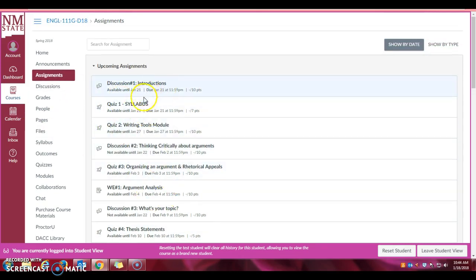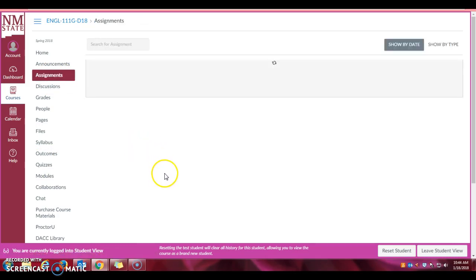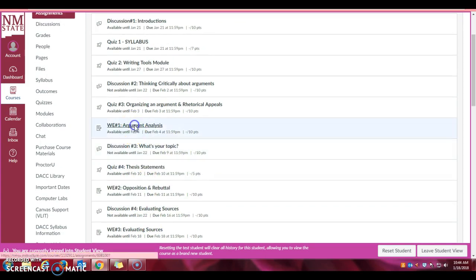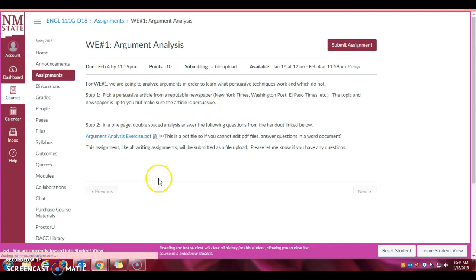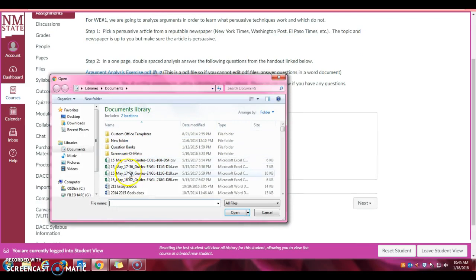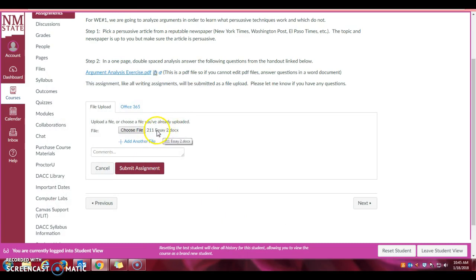So here we have our assignments, and to submit an assignment, for example, the quiz, you just go ahead and click on take the quiz. But for other assignments, like, let's see, we click on assignment number 1. We have the instructions. Here we have a PDF. Because it's a PDF, if you cannot edit a PDF, then obviously type the answers on a Word file. When you're ready to submit the assignment, you click on Submit Assignment, and then you choose your file. It's already attached, so then I just click on Submit Assignment, and it will submit my file.